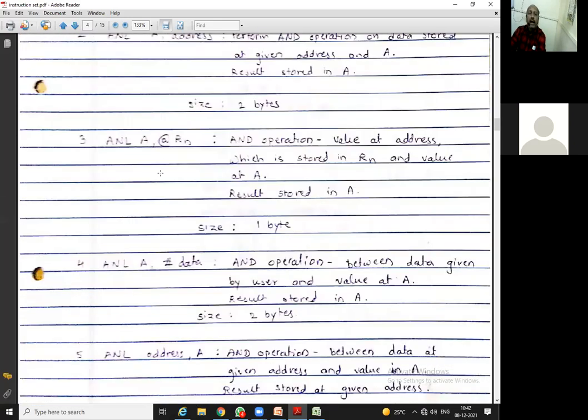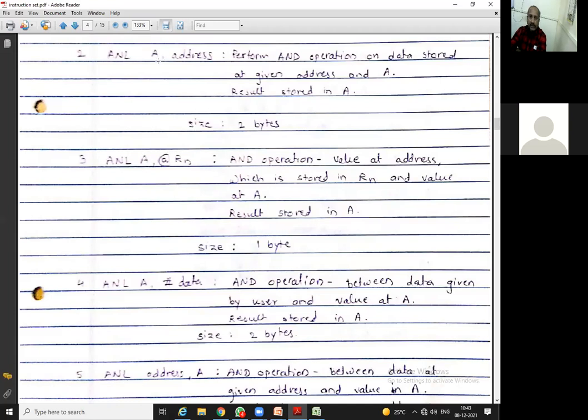Next one again, @Rn. So what does it mean by that? की R0 मध्ये एक ऍड्रेस आहे, त्या ऍड्रेसवर जो डेटा आहे त्या डेटाचं आणि अक्युमुलेटर मधल्या डेटाचं ANDing करा and the result is stored in A. So get the difference between the above instruction and this one. That is A comma address, A comma @Rn.